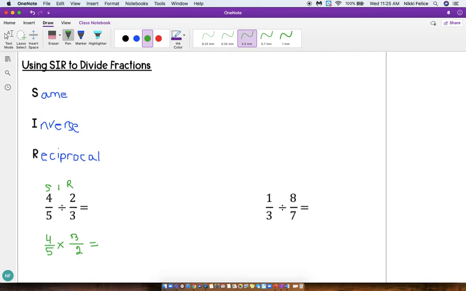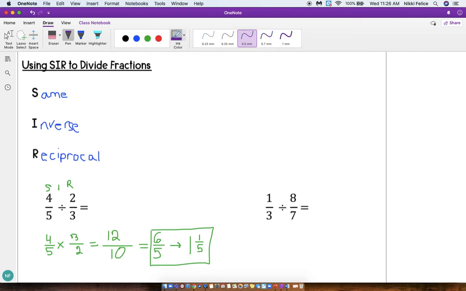So 4 times 3 is 12. 5 times 2 is 10. So my answer is 12/10. But we can simplify this. I can divide this by 2, and I would get 6/5. That is my answer. If you would like to write it as a mixed number, you can do that as well. It would be 1 and 1/5. So either 6/5 or 1 and 1/5, both of those answers are acceptable. So when we divide fractions, we want to multiply by the reciprocal.